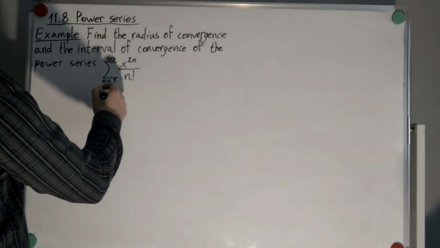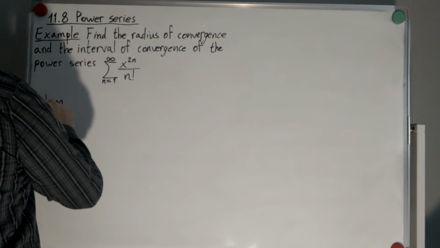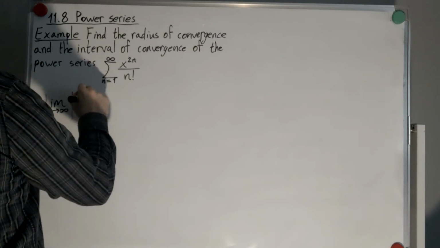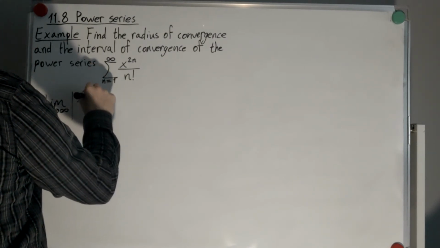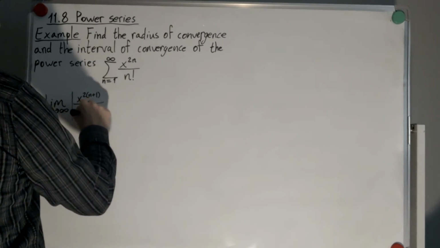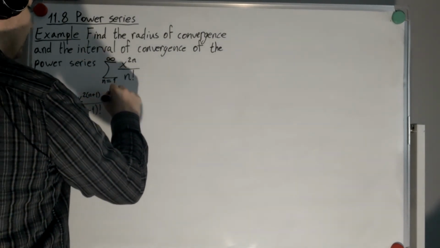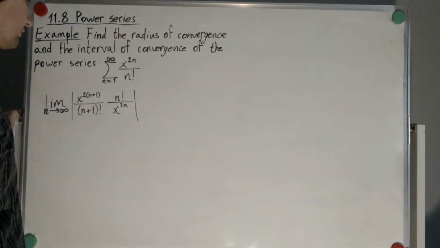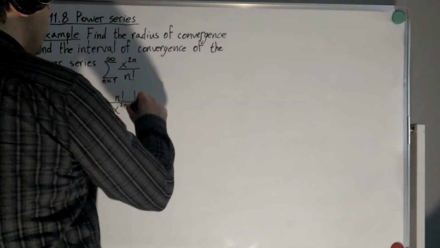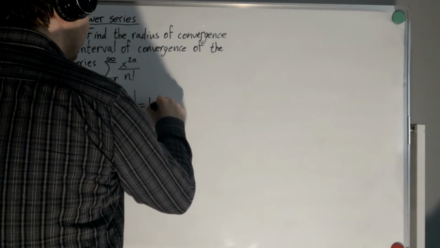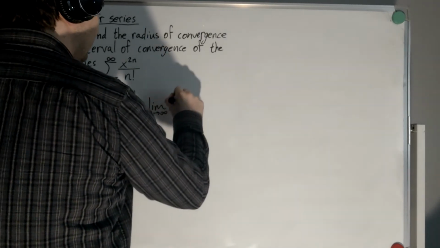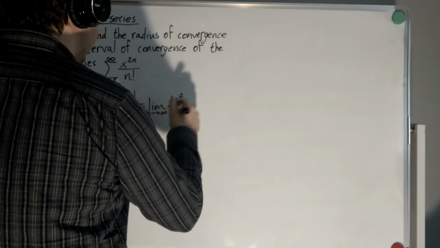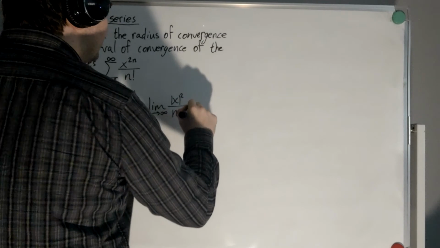Anyway, we're going to do the ratio test here. So this is the limit as n approaches infinity of the absolute value of x to the 2 times n plus 1 divided by n plus 1 factorial times n factorial divided by x to the 2n. And then, you know, things cancel. So this becomes the limit as n approaches infinity of x squared, well, I guess it's actually the absolute value of x squared, but that doesn't really make a difference, divided by n plus 1.